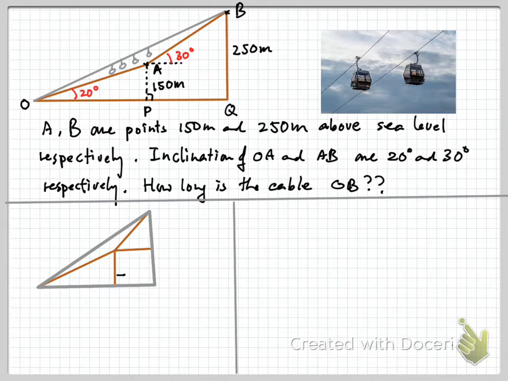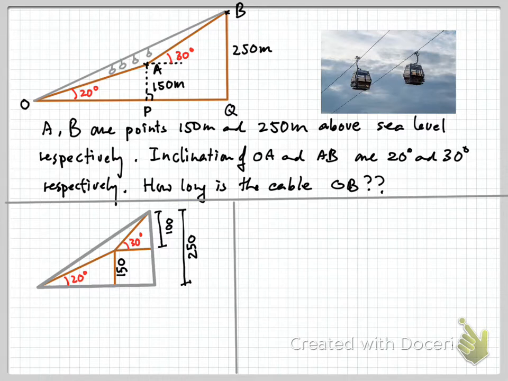This is 150. The whole thing is 250. That means the smaller part here is 100. The whole length here is 250. As for the angles, this one is 30 degrees. Sorry, this one is 30 degrees. This one is 20 degrees.